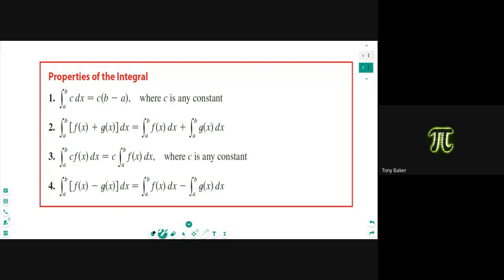So the first one is that constant rule. I can pull out the constant. If it's a constant just by itself, it's literally a box. So I can literally pull the constant out and just deal with the problem as it sits. Addition and subtraction, 2 and 3, we can split up addition and subtraction just like we did for the differentiation. And 3 is similar to what was 1, that if I can pull out a constant, I can pull it out of the whole thing. Pretty straightforward, simple ones.